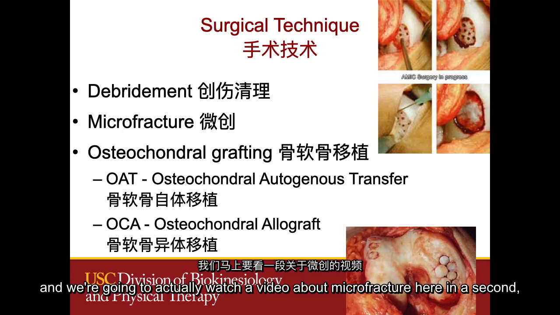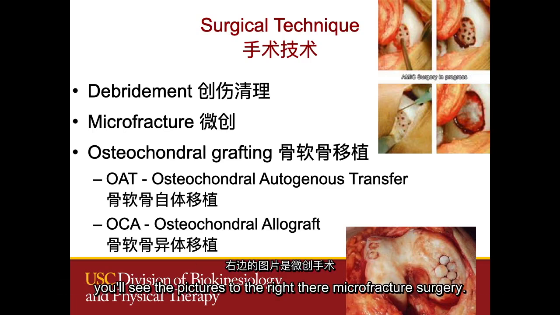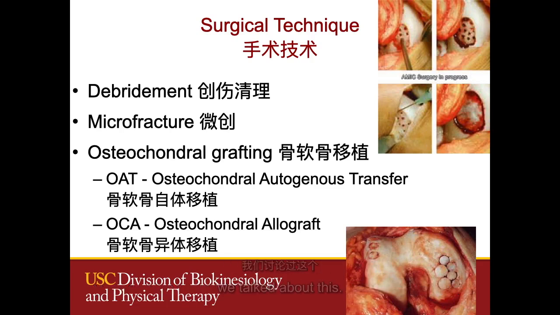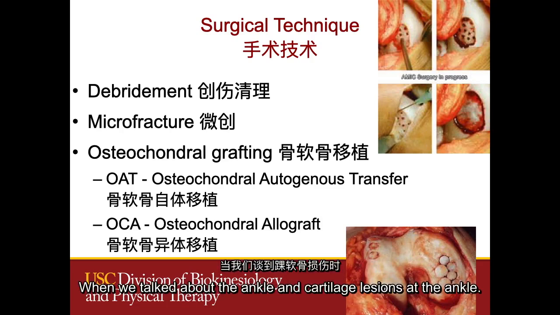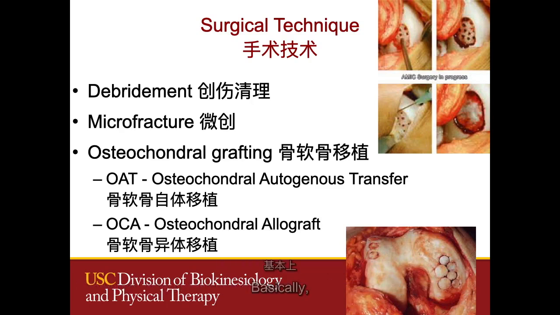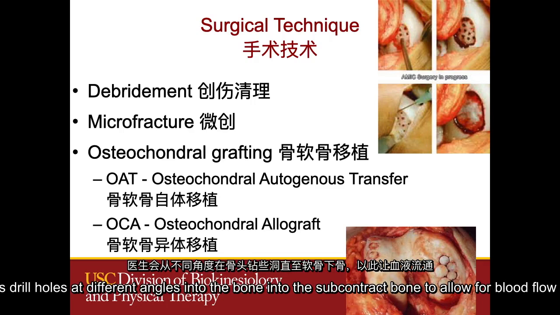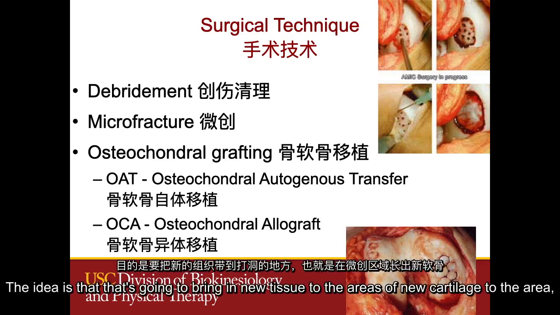And we're going to actually watch a video about microfracture here in a second. You'll see the pictures to the right there of microfracture surgery. So if you remember, we talked about this when we talked about the ankle and cartilage lesions at the ankle. Basically what they do is drill holes at different angles into the bone, into the subchondral bone, to allow for blood flow, and therefore the idea is that that's going to bring in new tissue to the area, so new cartilage to the area.